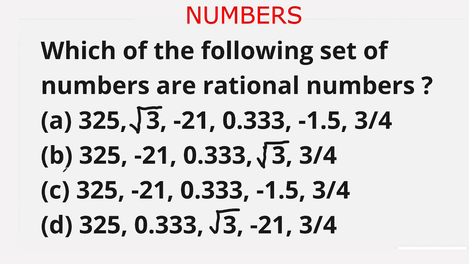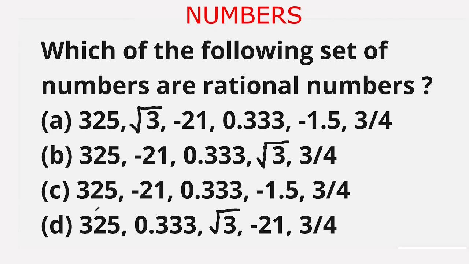Similarly, option B, again due to root 3, is not a set of rational numbers. Option C, as discussed, all the numbers in this set are rational numbers. So our answer must be option C.